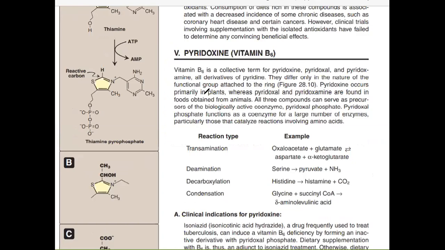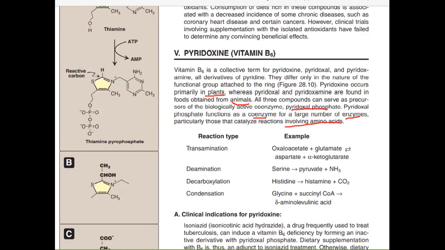Pyridoxine occurs primarily in plants, so the source of vitamin B6 is mostly plants, whereas pyridoxal and pyridoxamine are found in foods obtained from animals, so you can get it from both. No worries if someone is only a vegetarian or a meat eater. All three compounds can serve as precursors of the biologically active coenzyme pyridoxal phosphate, PLP. Pyridoxal phosphate functions as a coenzyme for a large number of enzymes, particularly those that catalyze reactions involving amino acids.